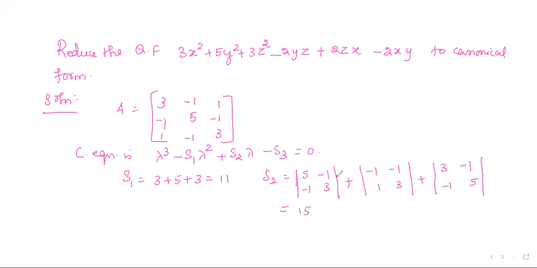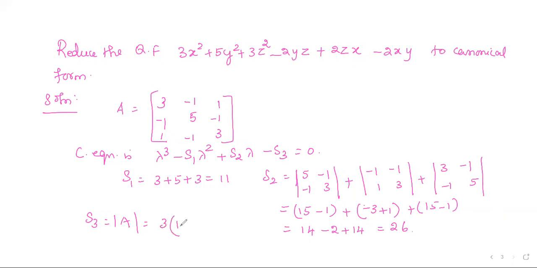So 15, then minus into minus you will be getting minus 1. Then plus minus 1 into 3, you will be getting minus 3, then plus 1, and then here 15 minus 1. Simplify this, 14, then minus 2 plus 14. So 28 minus 2, you will be getting 26. Then S3, you find out the determinant value of the given matrix.